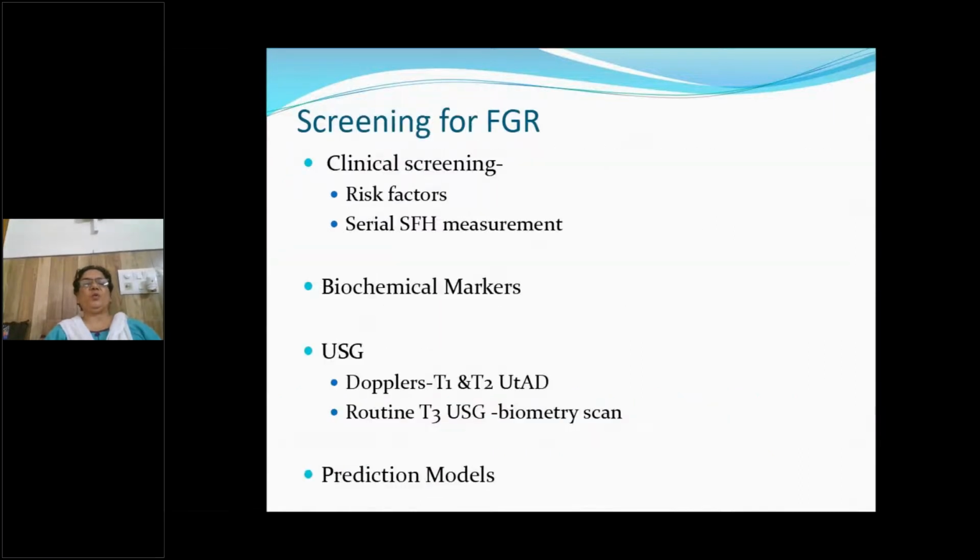Now, how can we do that? How can we screen for FGR or SGA? One is clinical screening. We can screen with the risk factors. We all know the risk factors. Then we can do the serial symphysiofundal height measurement. Then are there some biochemical markers? There are some markers which we use for aneuploidy screening, which give us some indicator as to placental function also. Then ultrasound, we can do the biometry as well as Dopplers. And any one modality is not sensitive enough to be used as a screening test. So we can make a permutation combination of different tests available, and there are various prediction models designed.